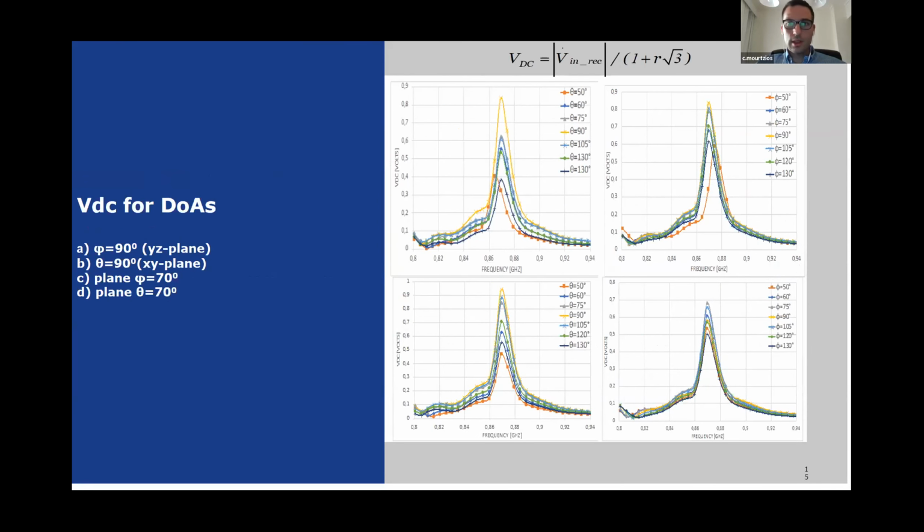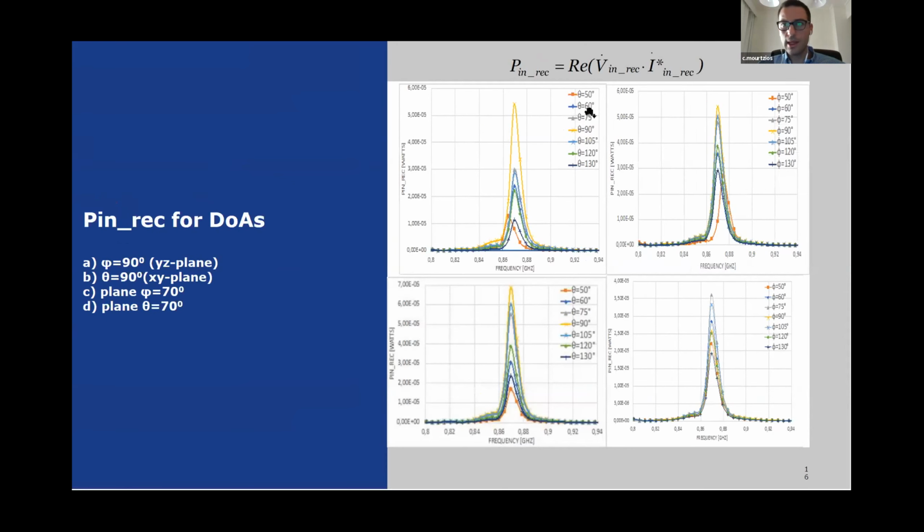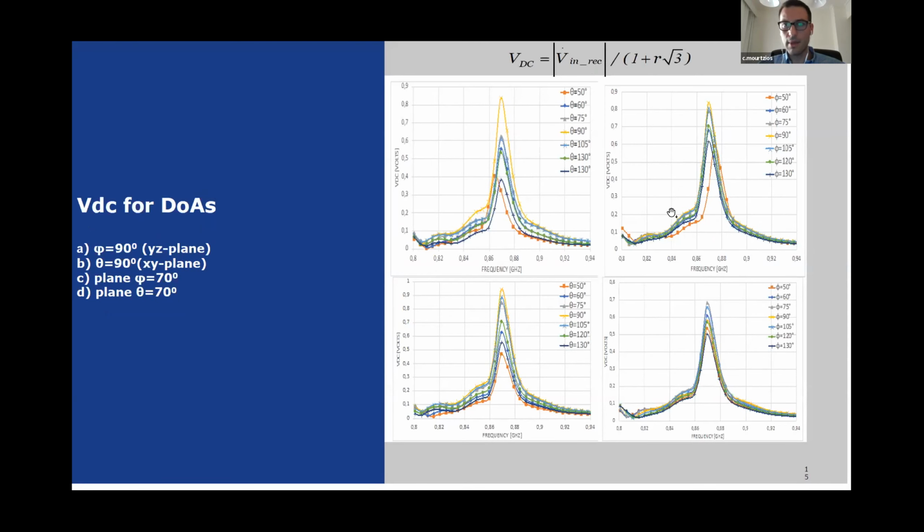Then, through circuit analysis, we calculated voltage and power at the rectifier by these two formulas. Again, maximum values were observed at 868 megahertz. The calculations were made for the same values of directions of arrival as mentioned earlier in the VOC case. And again, as you can see, for both cases, maximum values occur at 868 megahertz.